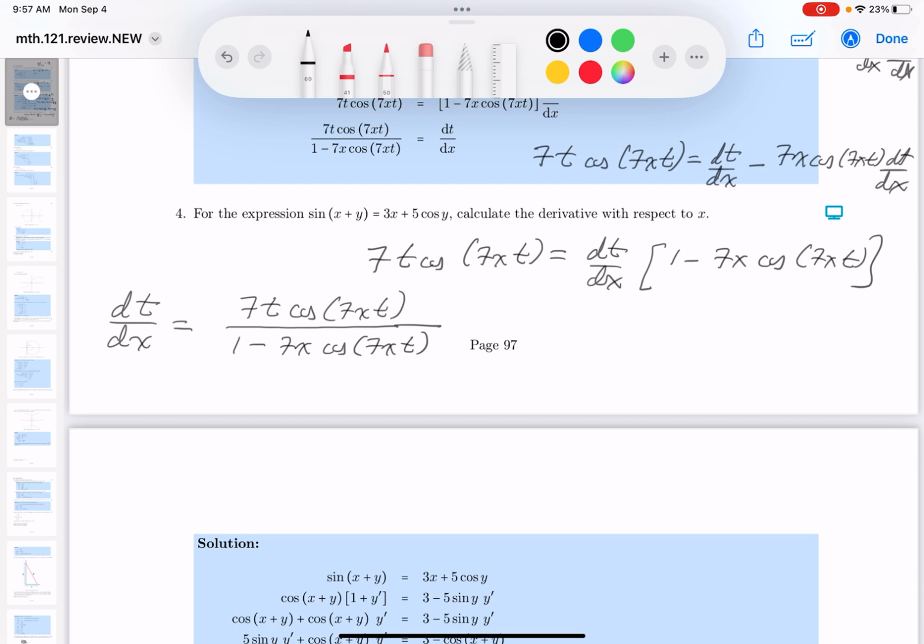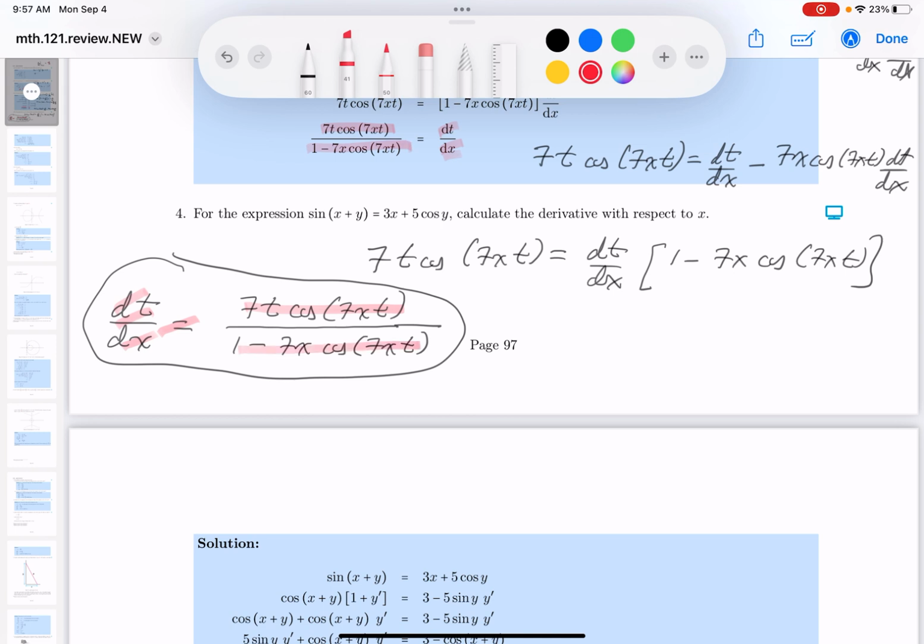All right, going to get my red pen out. This is my answer, and let's see how we did. So dt/dx, I see that. I see the 7t cosine 7xt. On the bottom, I see 1 minus 7x cosine 7xt. And we're done. Thank you.